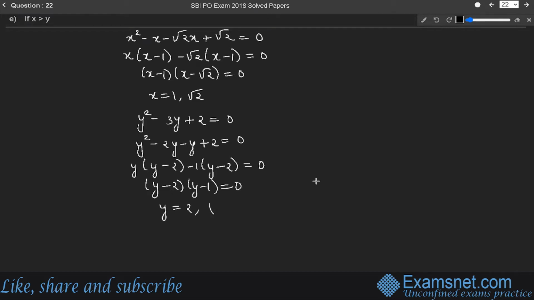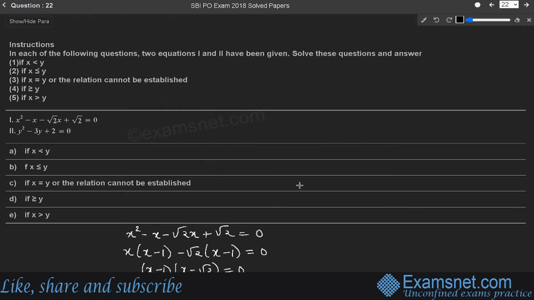It is clear from the values of x and y that for one value, x is equal to y. Therefore, we can say that the correct option will be option number C, which is if x is equal to y or the relation cannot be established. Here, correct will be x is equal to y.